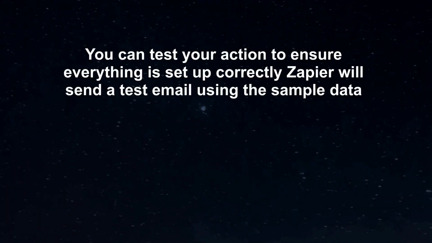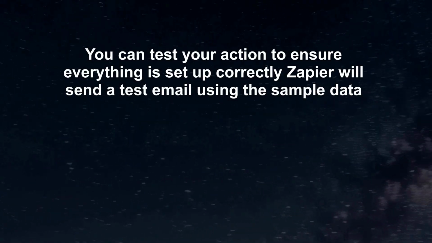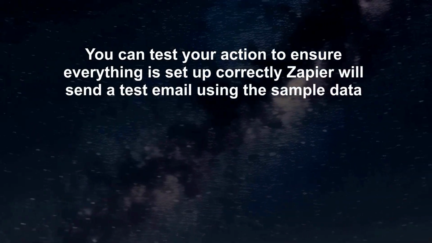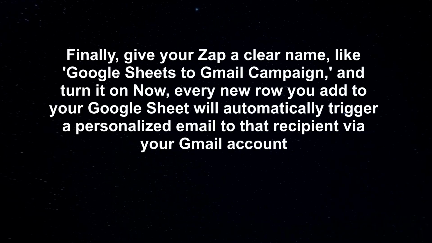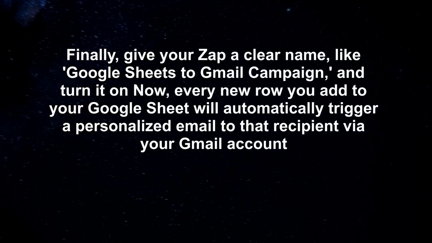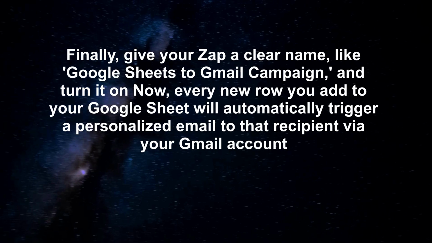You can test your action to ensure everything is set up correctly. Zapier will send a test email using the sample data. Finally, give your Zap a clear name, like Google Sheets to Gmail campaign, and turn it on now.